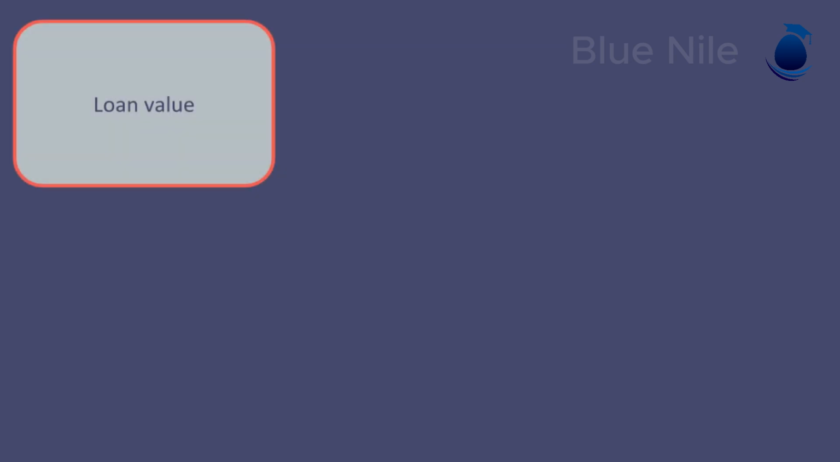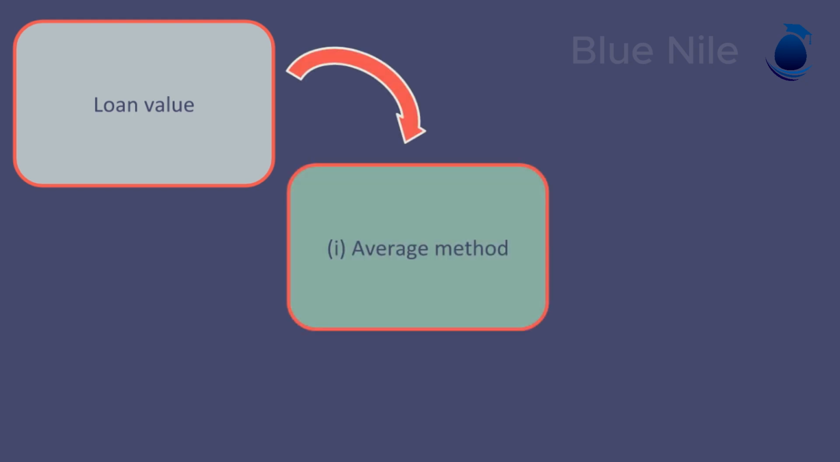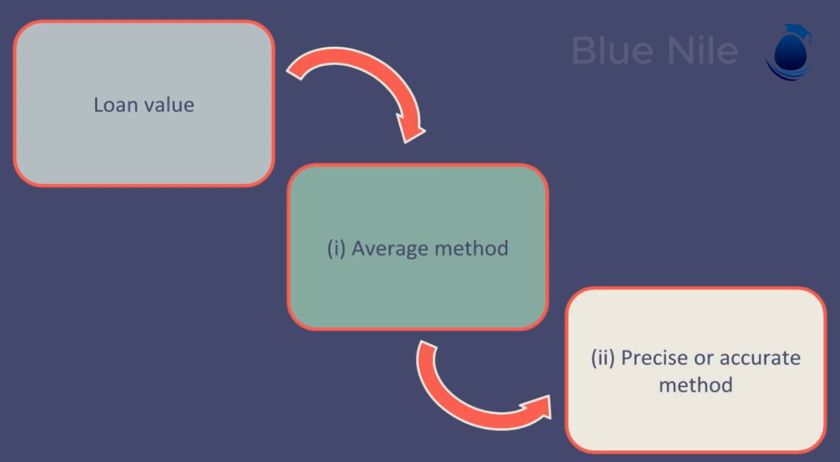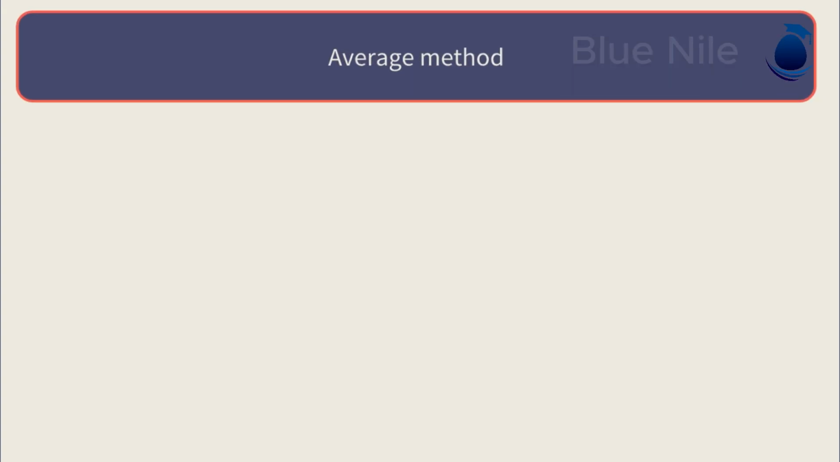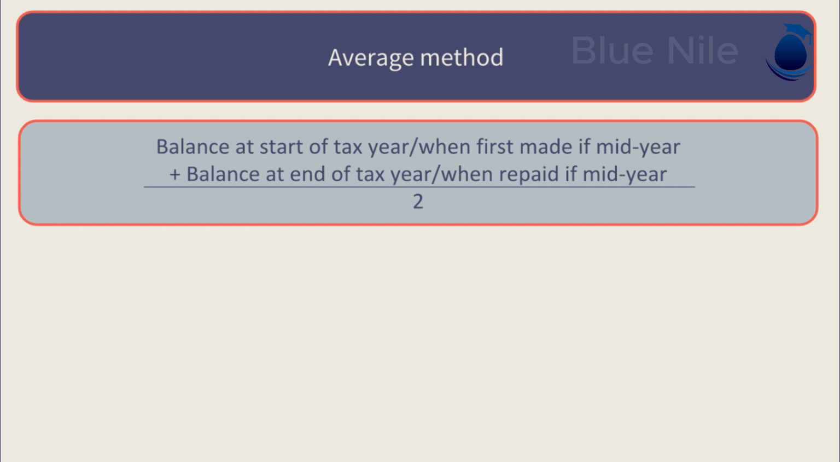The first question is how to calculate the loan value, and there are two potential methods to do this. The average method, or the precise or accurate method. The average method is a simple average loan balance calculated as the balance at the start of the tax year, or when it was first made if it's made mid-year, plus the balance at the end of the tax year or when it's repaid if that was done mid-year. And this is then divided by 2.